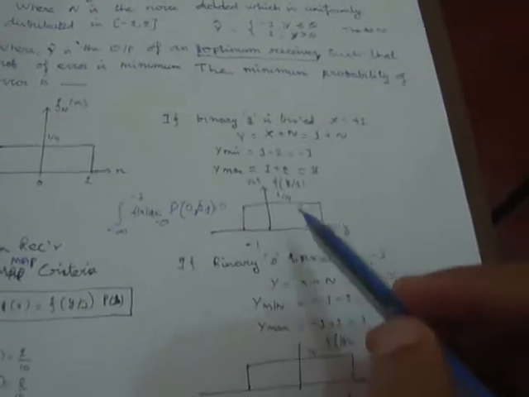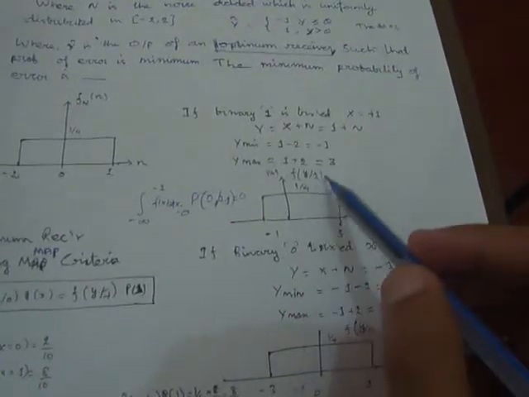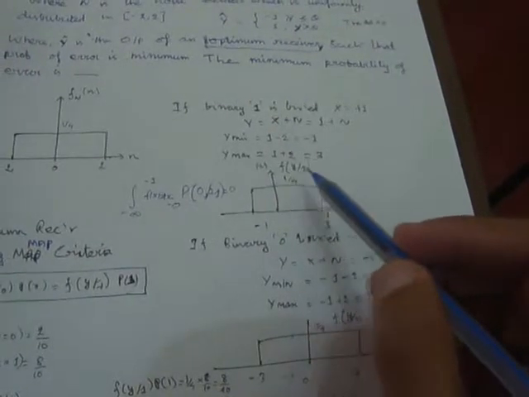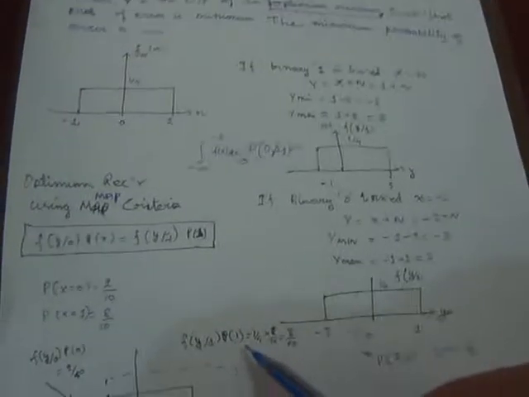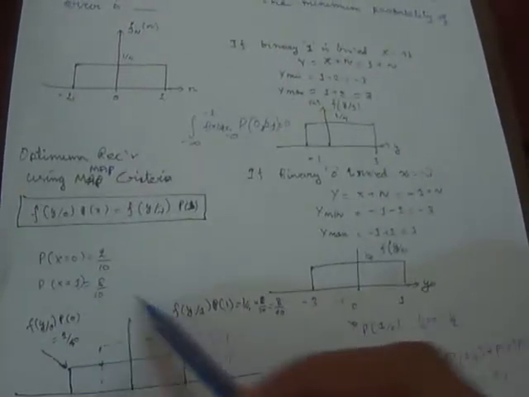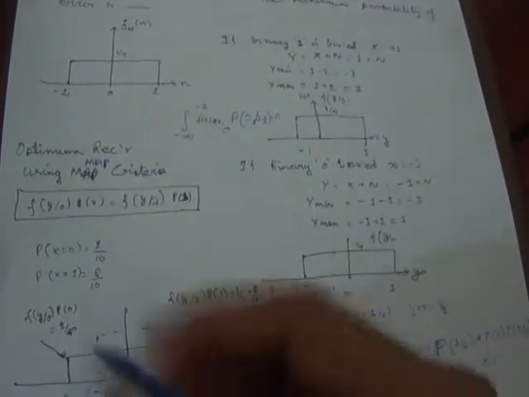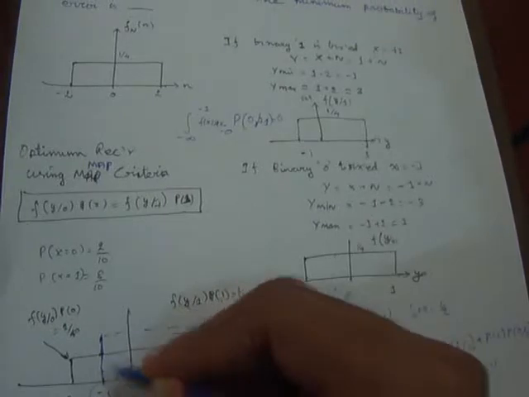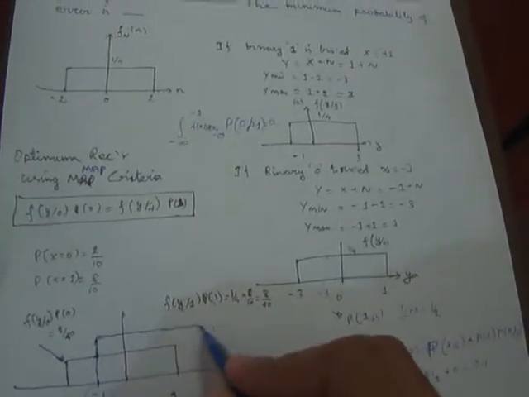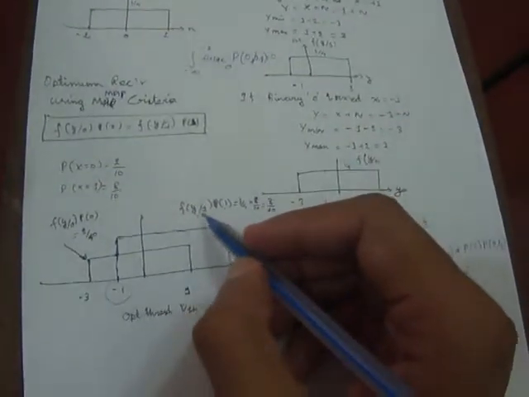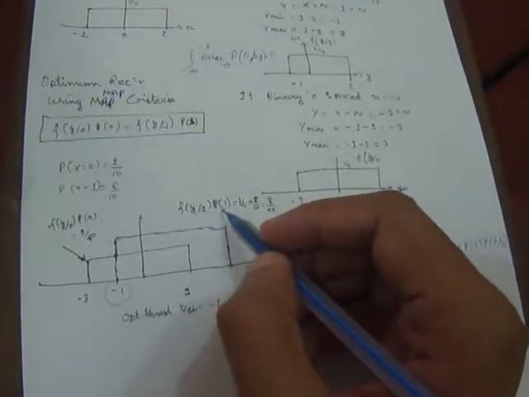After that, if 1 is transmitted, the diagram is here. That is fy of 1, the probability density function, equal to 1 by 4, multiplied by the p of 1 value, which is 8 by 10, that becomes 8 by 40. So this higher value is the function of the probability density function when 1 is transmitted, and the probability of 1.